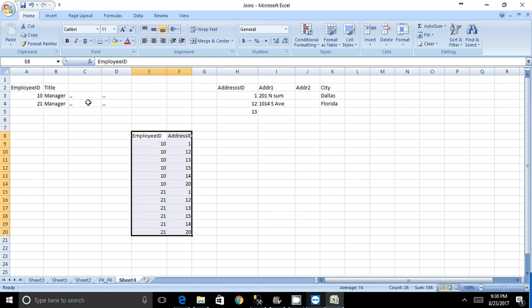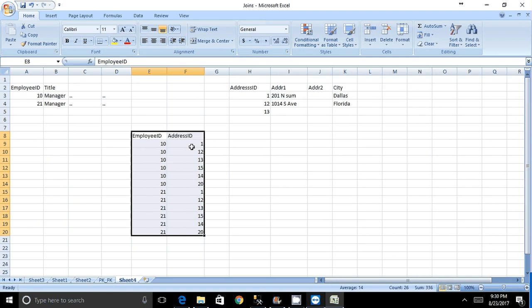So if there is a many-to-many relationship between the tables, you create a junction table, which carries all the relationship between the IDs. Okay, any questions?